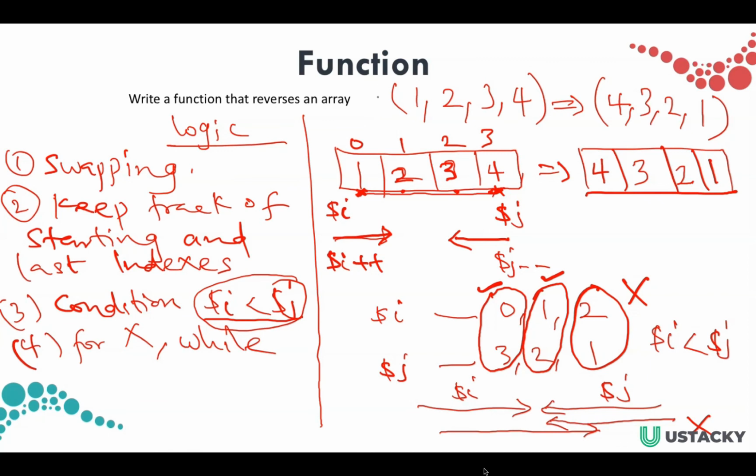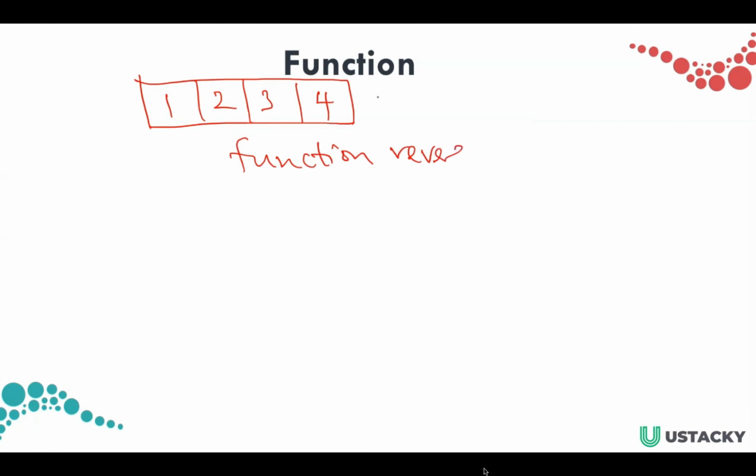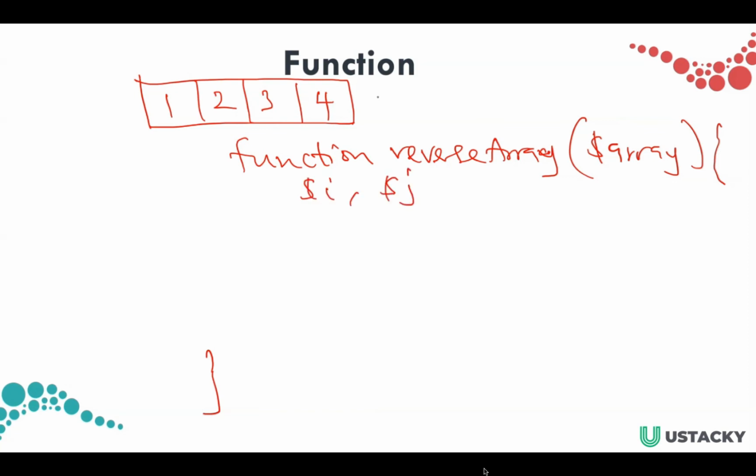So let's try to put everything together again. We have 1, 2, 3, 4. Our function should be something like this: reverseArray. It takes in an array. So we can get the first and the last index, that is $i and $j. You can get the values. So we have a while loop, while $i is less than $j. At this point, we can do the swapping.